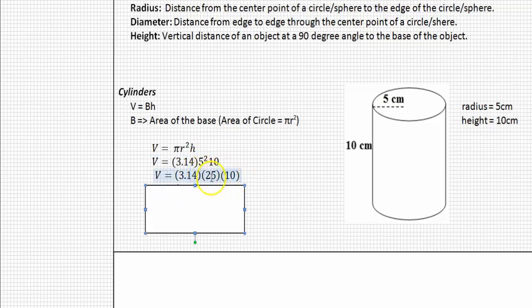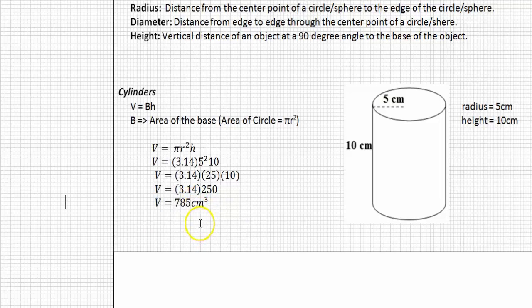Mentally calculating through this, I know that 25 times, we are now all on multiplication, so order doesn't matter as long as we're multiplying these numbers. In mental calculations, 25 times 10 is an easy 250. Then we can multiply that by 3.14, and the volume comes out to be 785 centimeters cubed.